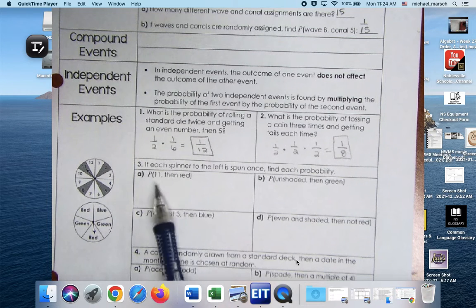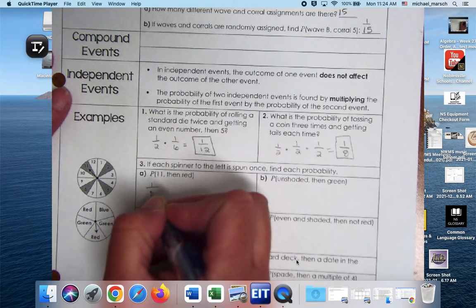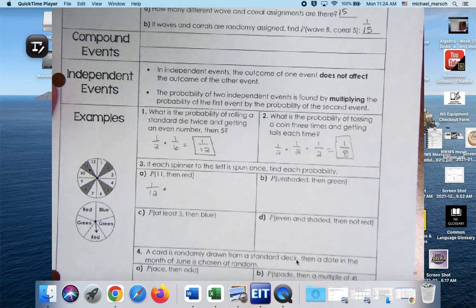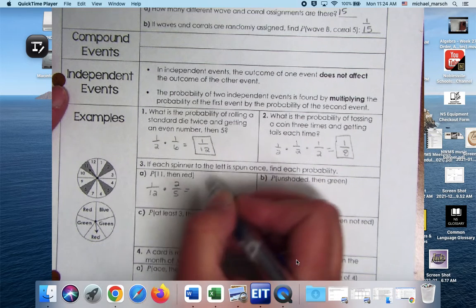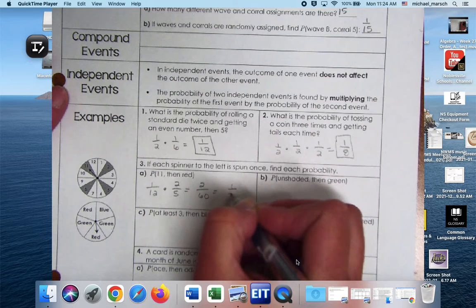What is the probability of spinning an 11, then red? So we have 1 out of 12 for 11, and then what's the probability of spinning a red? 2/5. Yep, 2/5. So when we multiply these, we get 2 out of 60, which can simplify to 1 out of 30.